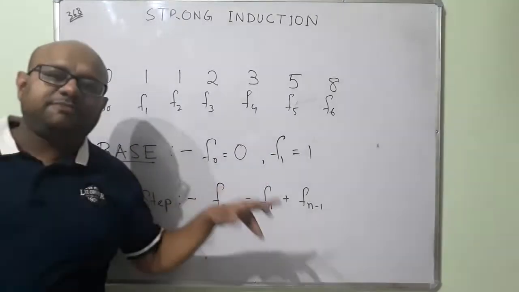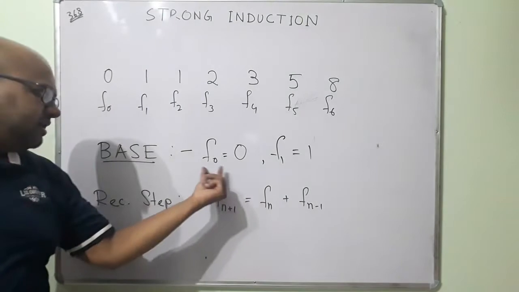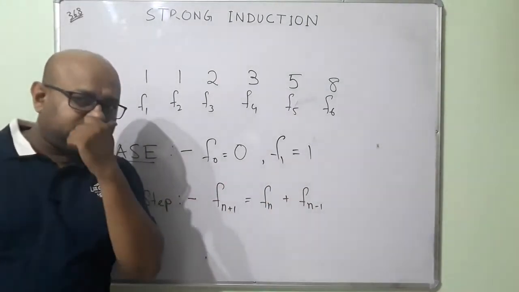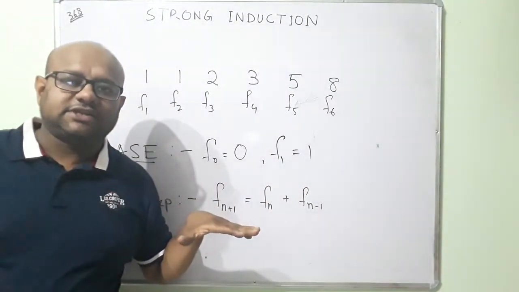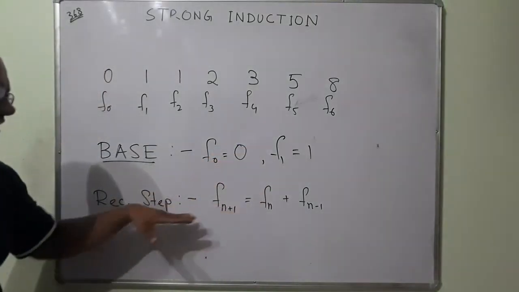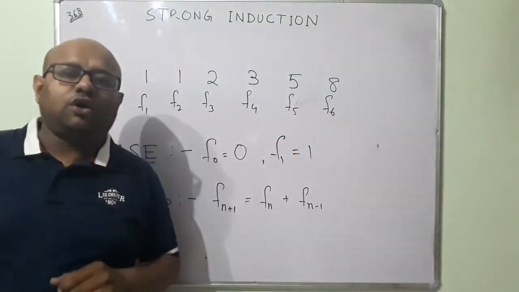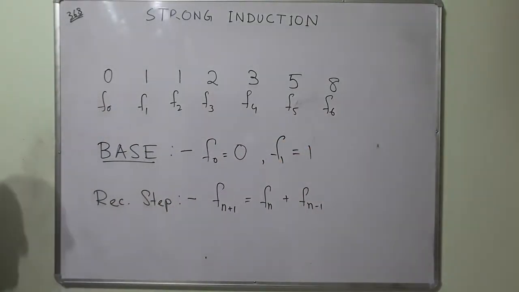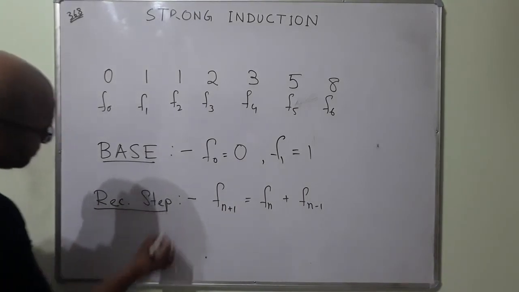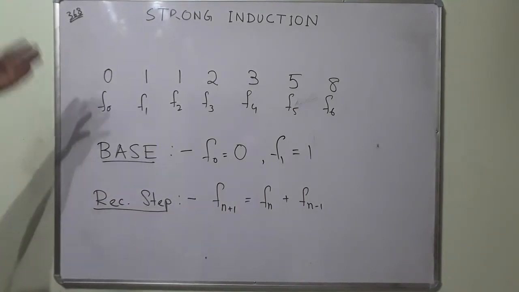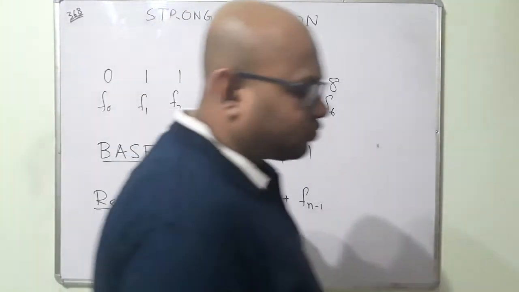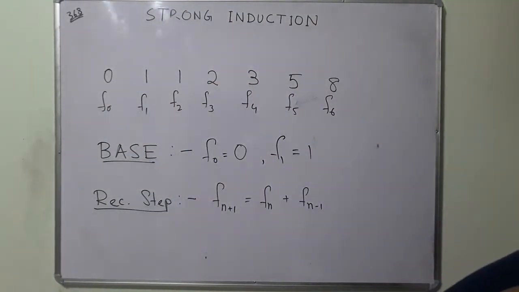So unlike the previous two examples, here my basis will have two different conditions, my basis step. And then my recursive step will give me all of this. Fine. So this is the Fibonacci series. Alright, so I hope you can write a program to print the kth term of a Fibonacci series.